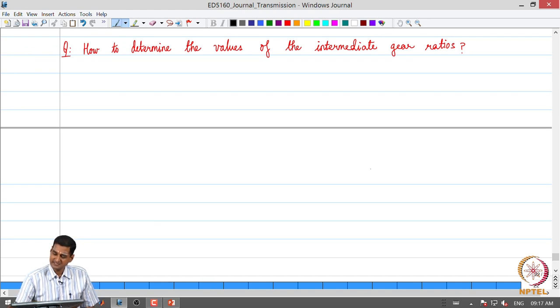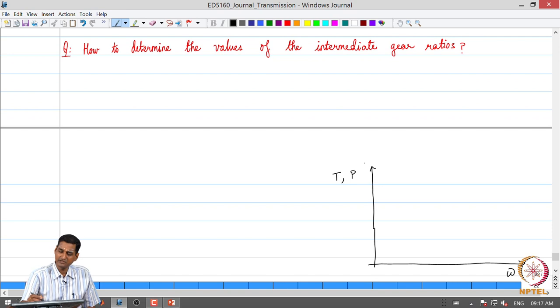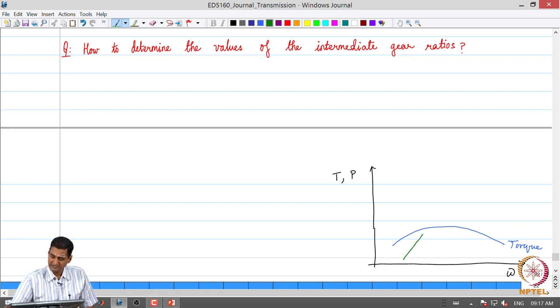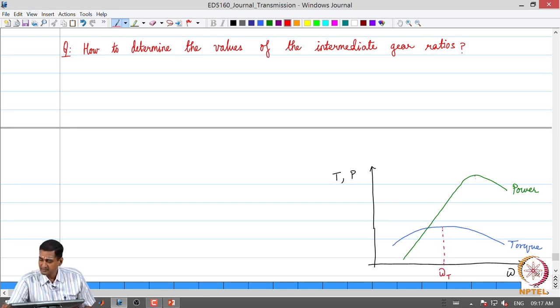So let us just revisit the characteristics of a typical IC engine, the torque-speed and the power-speed characteristics. Let us say torque-speed is something like this. This is our torque, and power-speed is something like this. Let us say the point where we get the maximum torque, we call it some omega t, and the point where we get the maximum power, we call it omega max.